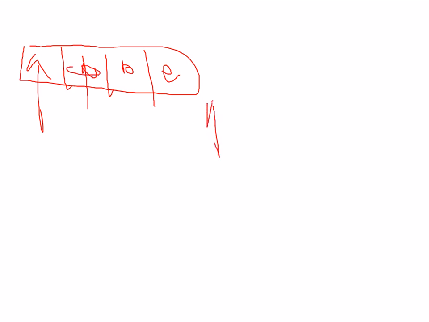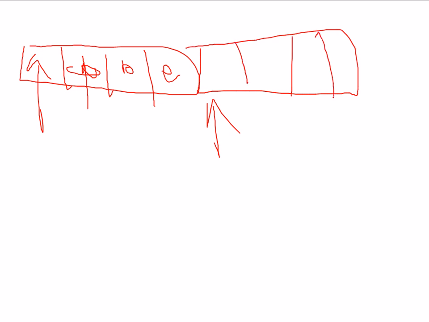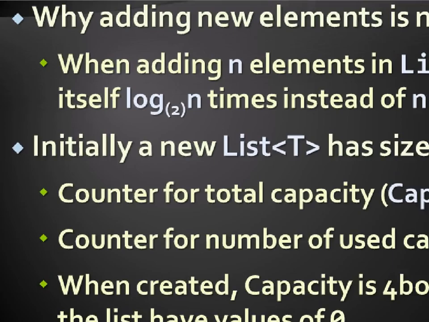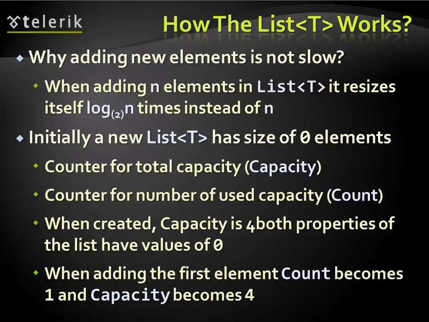Okay, let me explain it. Initially it has 4 positions. You put something here, here, here, and you try to add 1 more element. It will grow and make 8 positions. When you fill them, it will grow again and make 8 more positions, etc. How many times does this happen? Logarithm of n with base 2. I don't know how to say this in English, but it's log n times, which is fast enough.